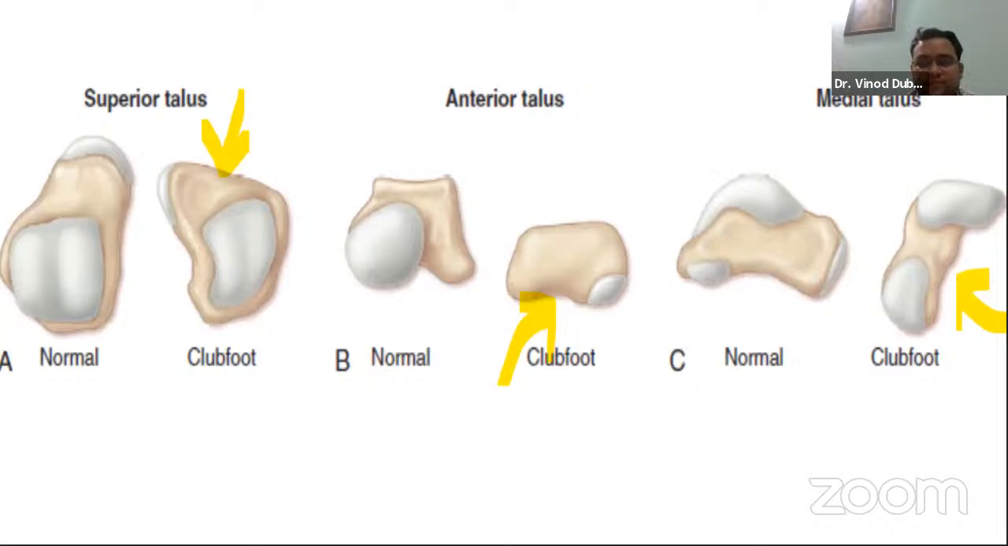Here the left side is the normal side and the right side is clubfoot. On the normal side you can see the neck is long and broad, and the angle is around 160 degrees. Whereas if you see the talus on the clubfoot side, the deformity is short, broad, and medially deviated, and these are all the same deformity in the end-on view from superior and from the medial side.